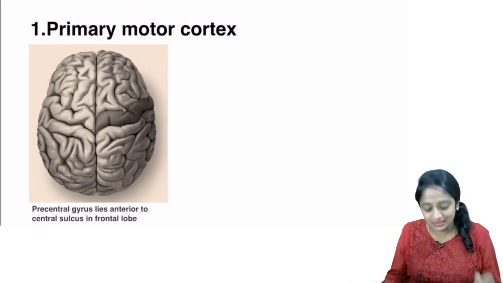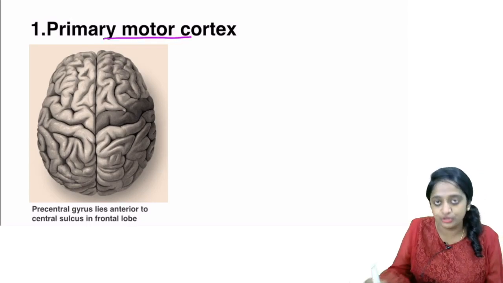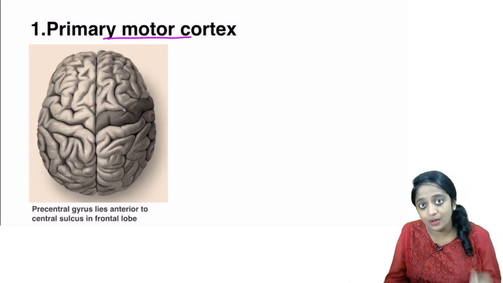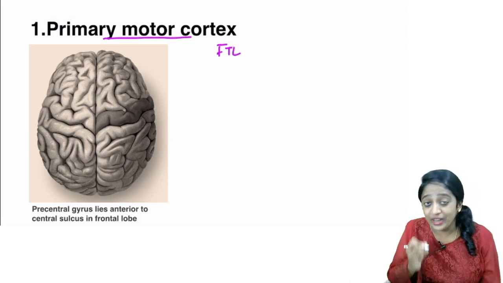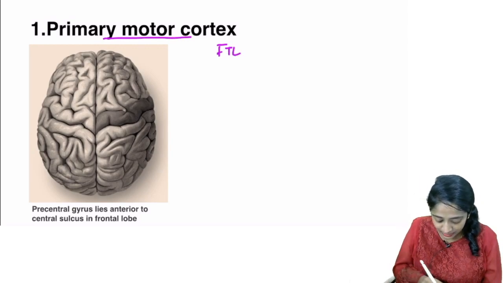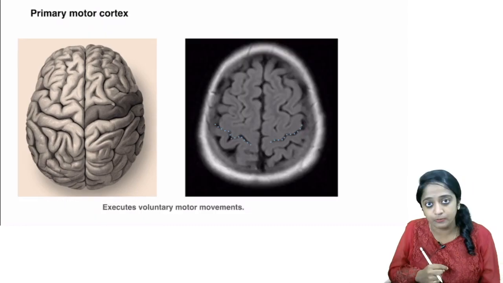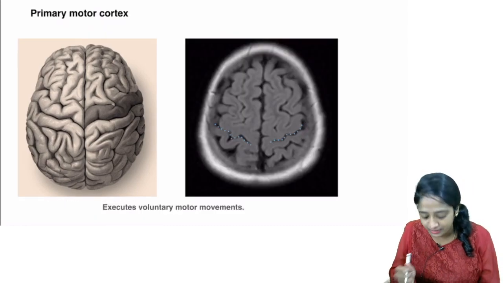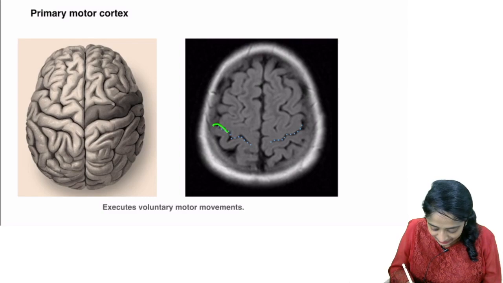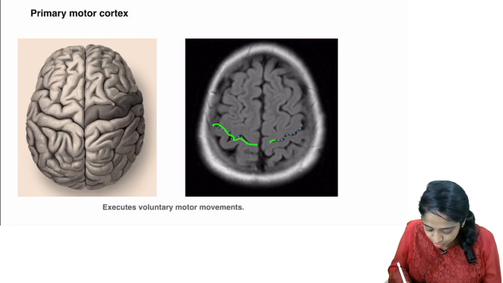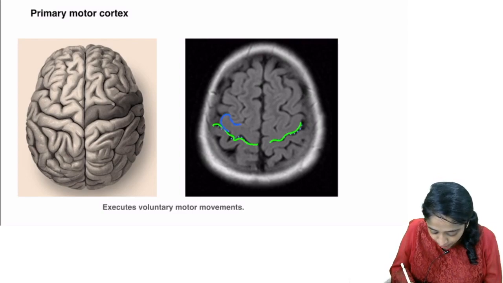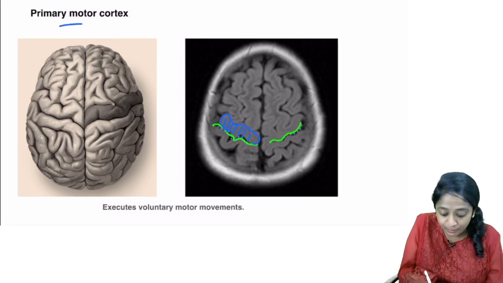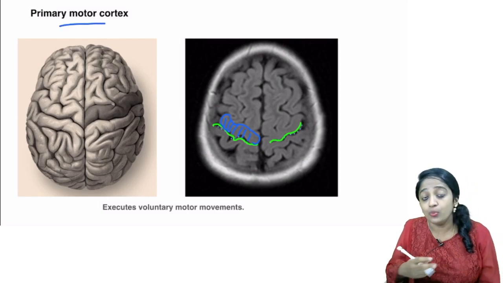First and foremost, let's discuss the primary motor cortex. First question, where is it located? It is located in the frontal lobe. So where exactly in the frontal lobe? It is situated in the precentral gyrus. So where is the precentral gyrus? It is seen just anterior to the central sulcus. So map out the central sulcus. The gyrus anterior to it in the frontal lobe is the precentral gyrus, and that is the area of the primary motor cortex.